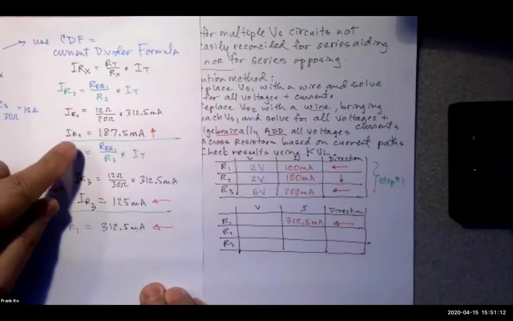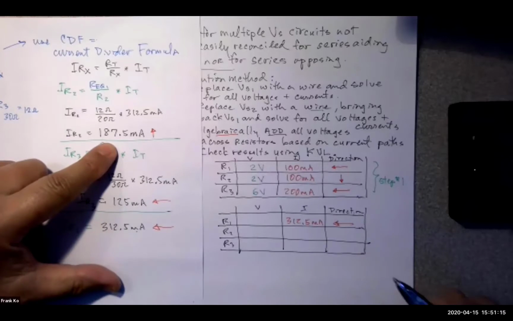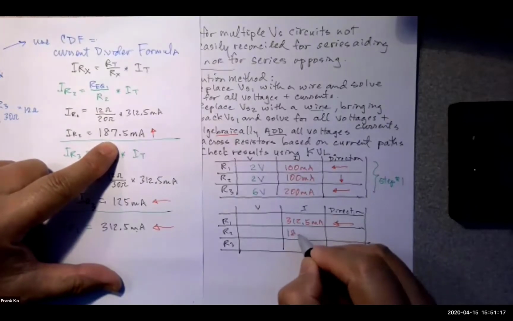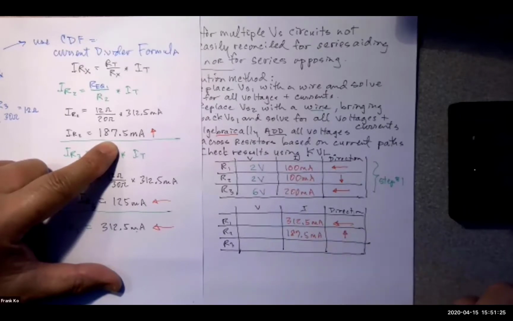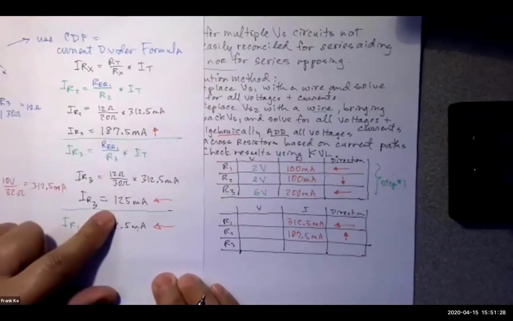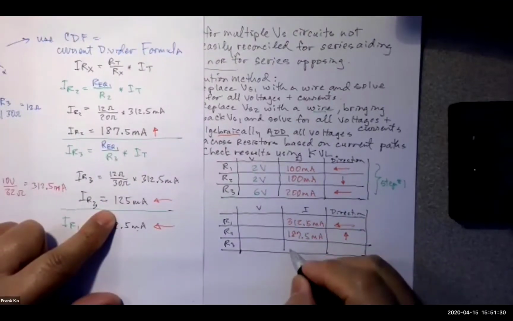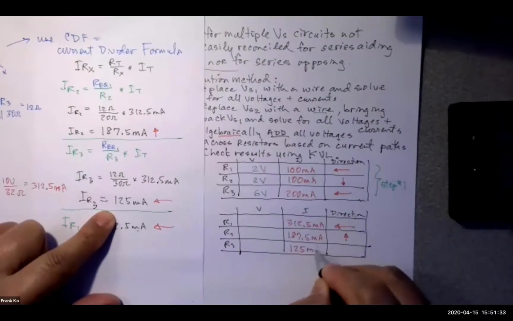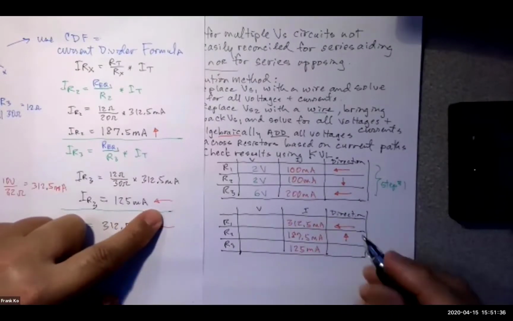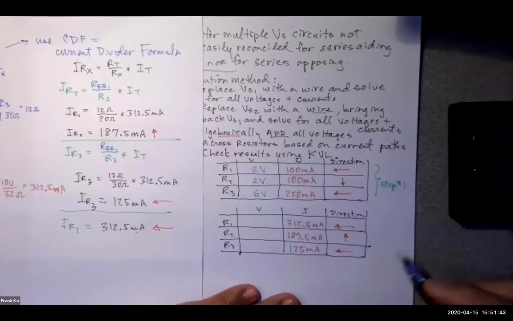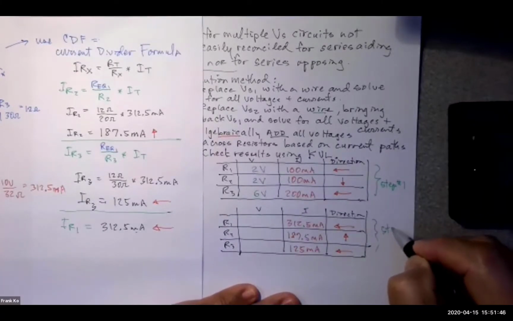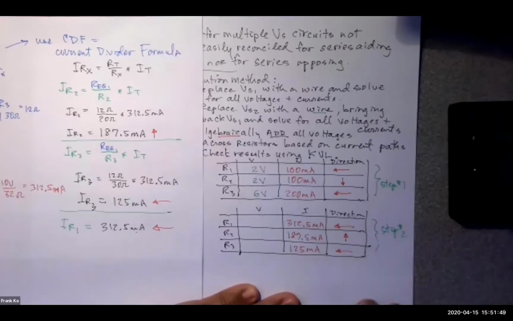Do I have information for IR2? IR2 is given as 187.5 milliamps. And which direction? It flows up. Do I have information for IR3? IR3 is 125 milliamps. And which way is it flowing? To the left. So far, so good. And all this information is part of step number 2.